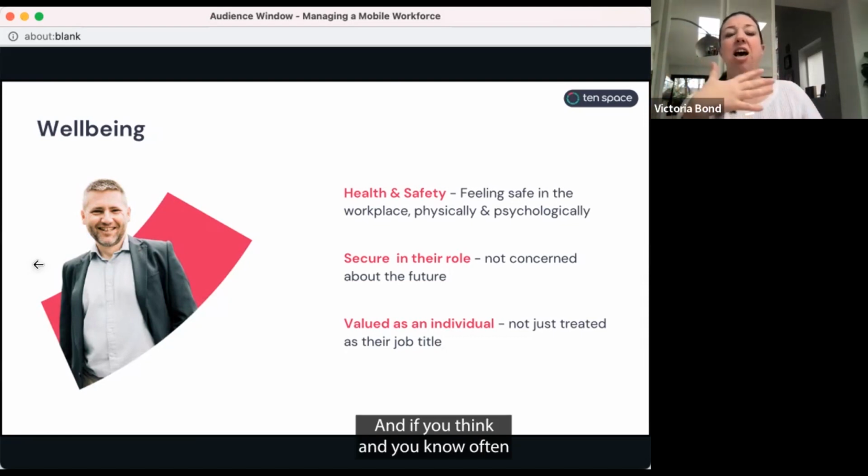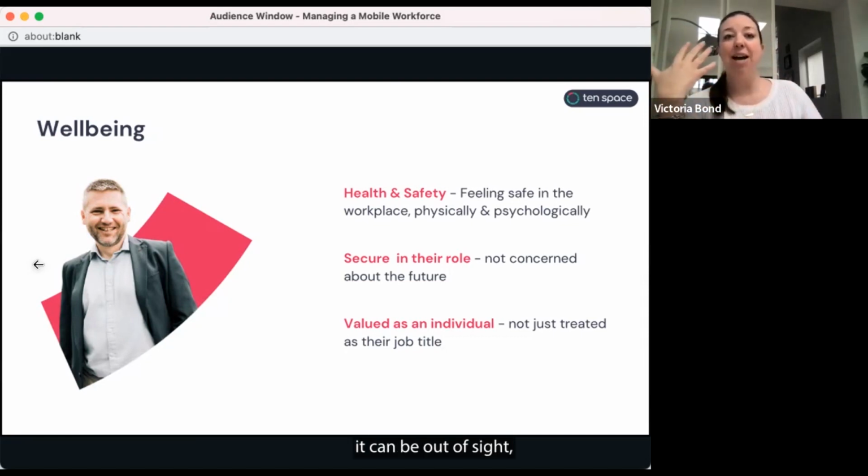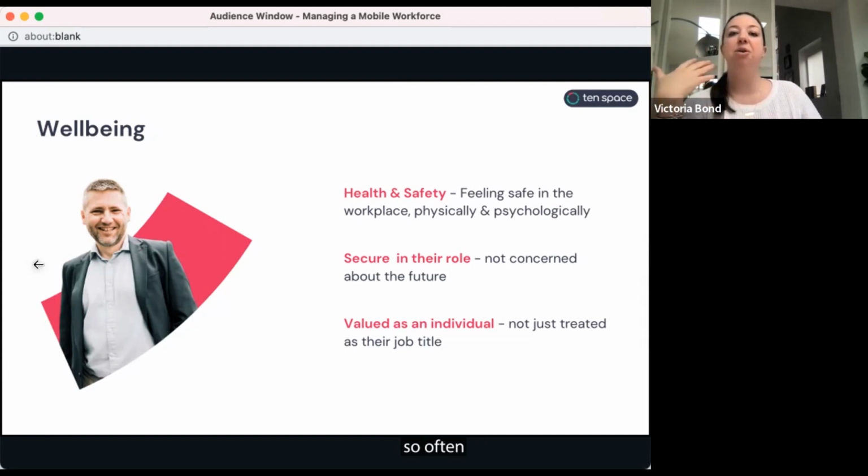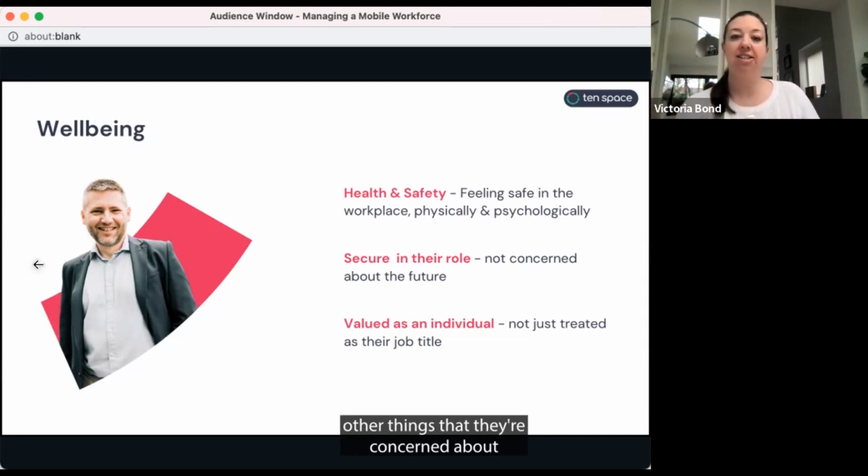And if you think, often it can be out of sight, out of mind. We can often not know that there's a safety concern because we're not walking past it every day, for example. So often these populations will share as part of feedback a health and safety concern that they've got, and then they'll go on to share other things that they're concerned about.